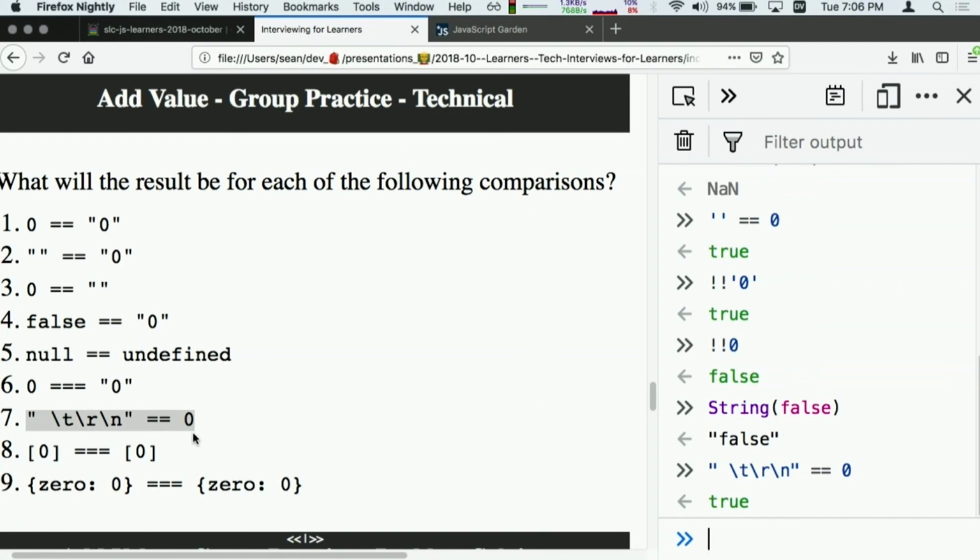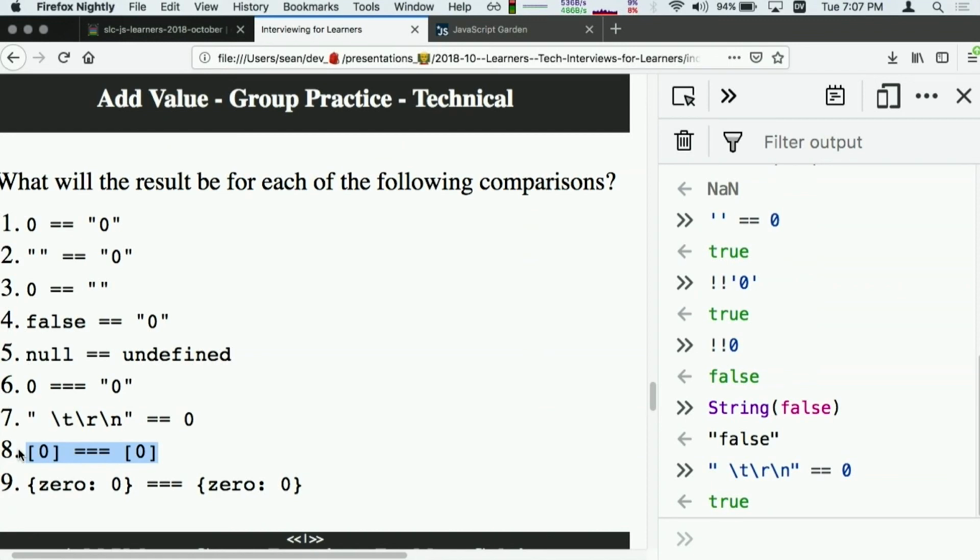Before we go on to the next one, I am going to ask somebody to tackle this one. False. Anybody else? False. Okay, why is it false? Because we're pointing at different objects. Two objects, not a primitive.